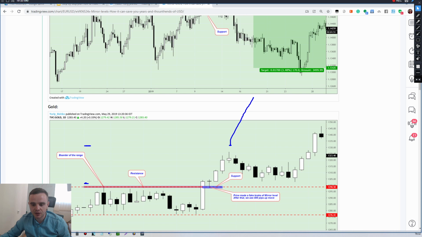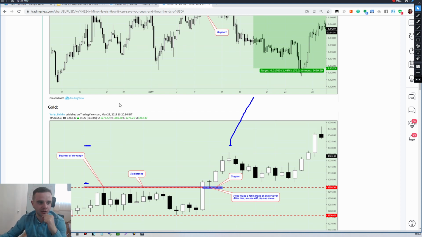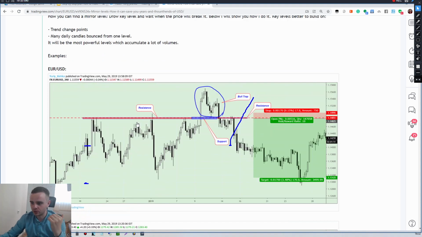Yuri, do I understand correctly that a mirror level is a support or resistance level that is broken and then... Yes, Conrad, you're right. A mirror level is a place where we had support, it became resistance, and resistance became support. But once more, a mirror level is one exact place on a chart. It cannot be a zone.